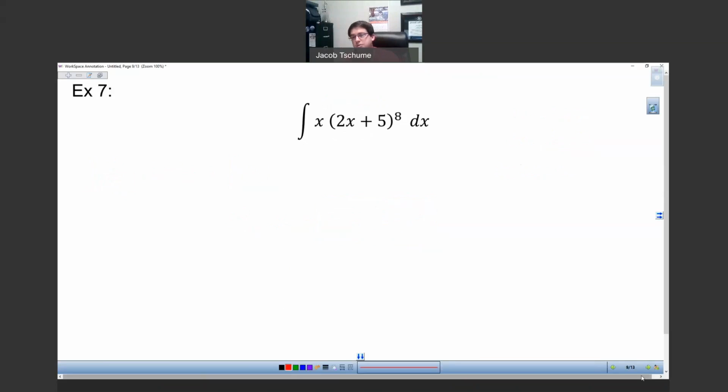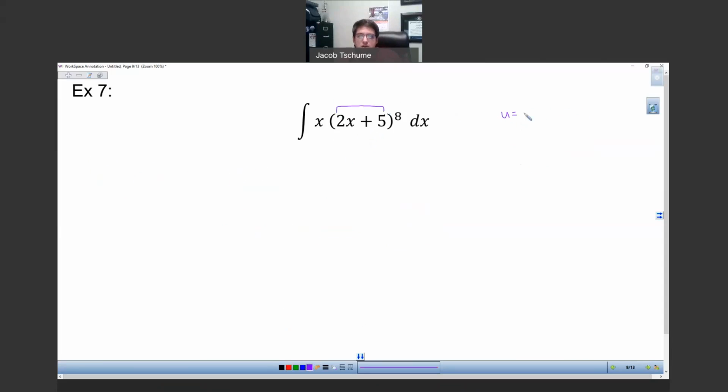So for example, number 7, how would we do a problem like this? And it looks very similar, but we're going to run into an issue in the process. So what is the indefinite integral of x times (2x plus 5) all raised to the 8th with respect to x? Now, on its surface, it looks the same. The inside function is pretty clear here, and that's not any different. That is going to be your u for your u substitution.